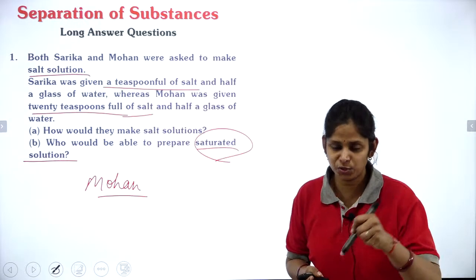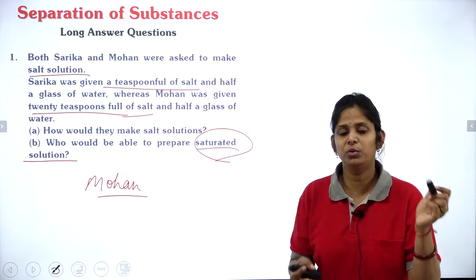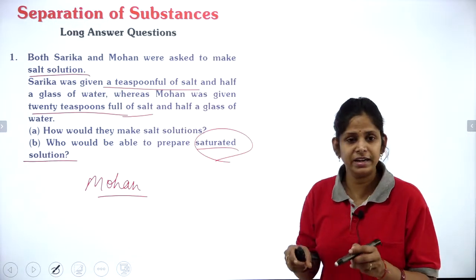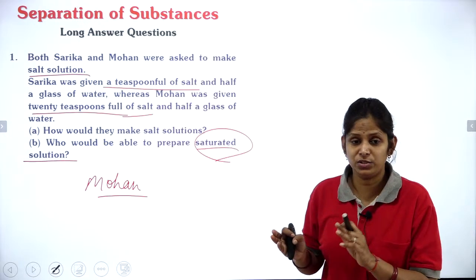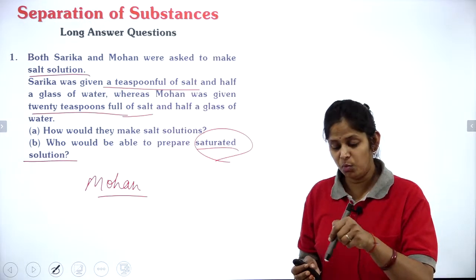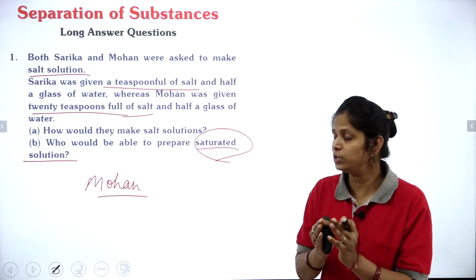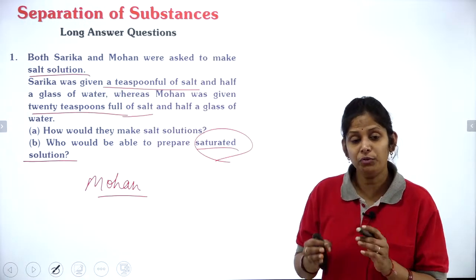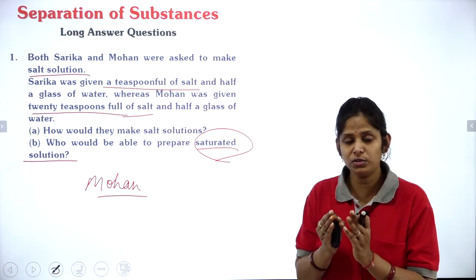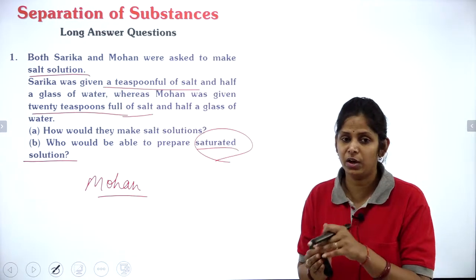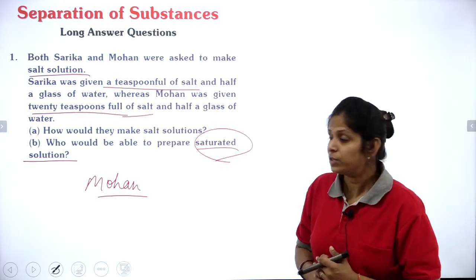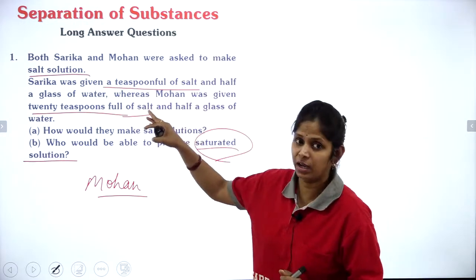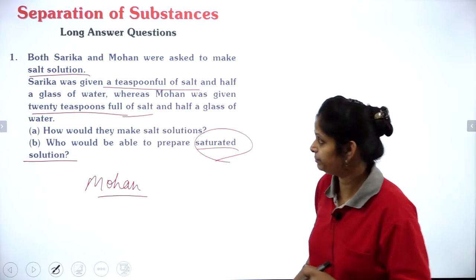At first he will add 1 teaspoon, then 1 more teaspoon, then 1 more teaspoon. So continuously he will add and he will stir, and continuously he is getting salt solution. But at one stage what will happen now, the last teaspoon of salt will not dissolve in this solution. If you try to dissolve it, this extra teaspoon will settle down at the bottom of the beaker. Because of this reason Mohan would be able to prepare this saturated solution, not Sarika, because she has only 1 teaspoon.